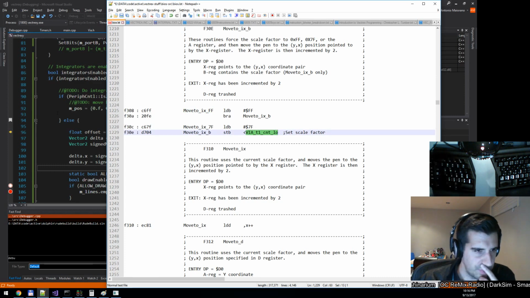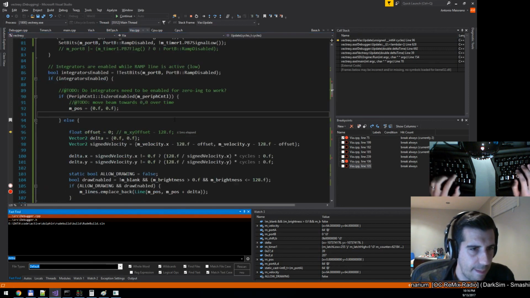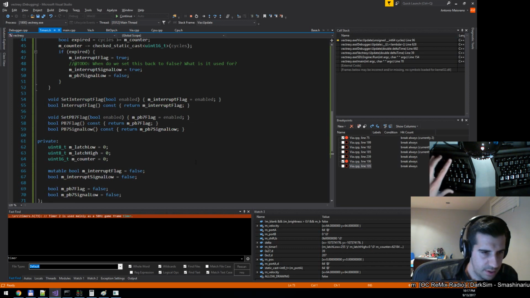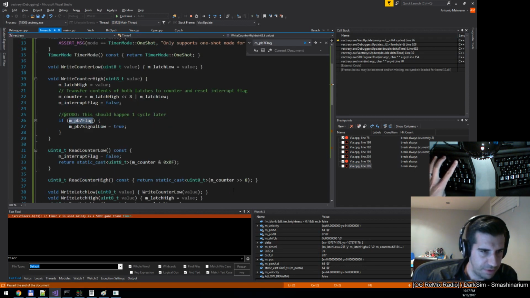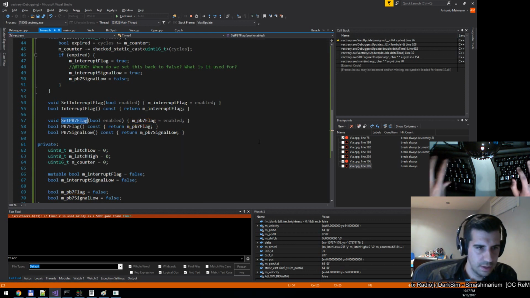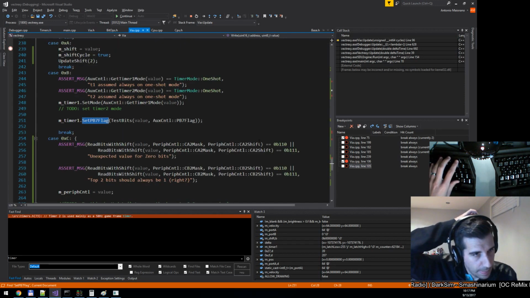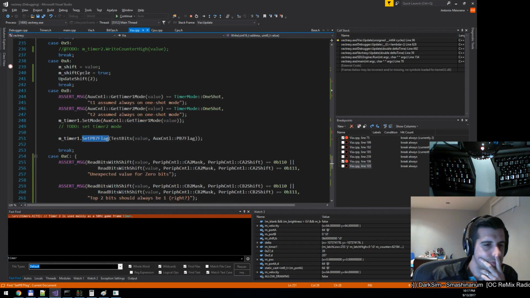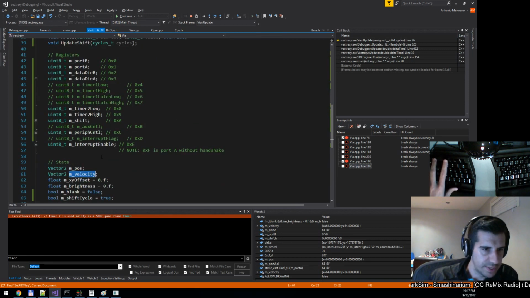Does writing to low reset the ramp? Let me go check my timer again. I'm sure this is related to that. This PB7 flag. Okay, so the PB7 flag is set through 0xb, which is the auxiliary control.